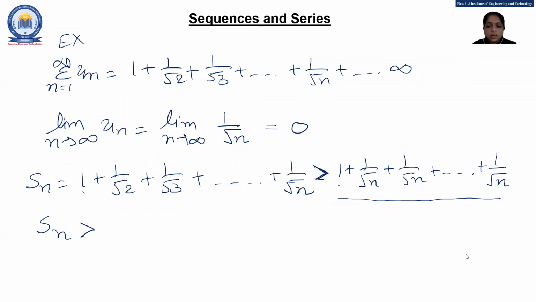Yes, ma'am. Okay, you tell me that the answer is n upon root n, right? But how? That one is repeating till n terms, we can say. If 1 upon root n is repeating n times, then we can say n upon root n, right? N times 1 upon root n. But this is n minus 1 times, and this is only 1. So how?